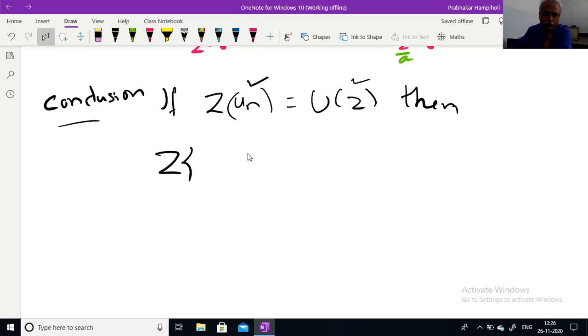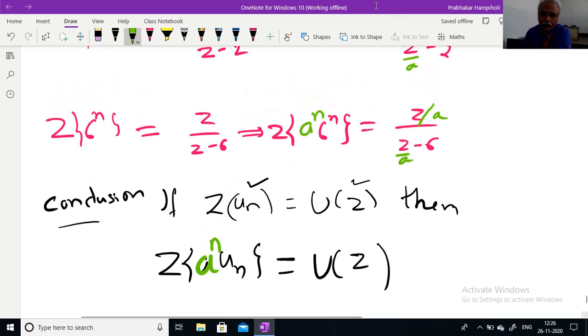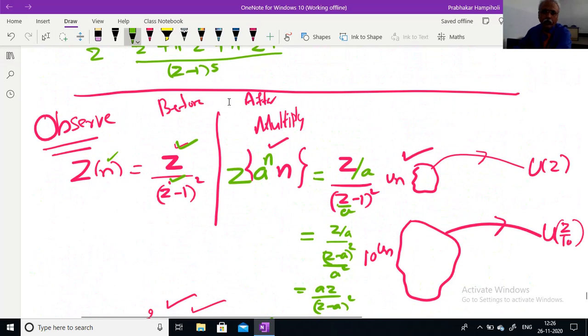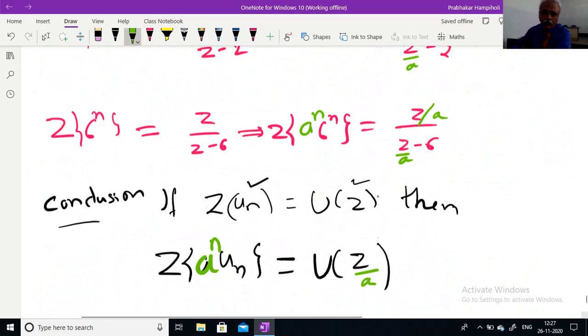Then in domain, if I make it bigger, in codomain what happens, let us see. U of z as it is. I think some of you are getting what happened in the previous cases. Wherever z is there, z by a. In terms of notation, we wrote our observation, and that becomes a theorem. Now quickly, if you multiply in domain, in codomain we divided. The reverse is, if I divide here, I have to multiply here. So let us observe that also.